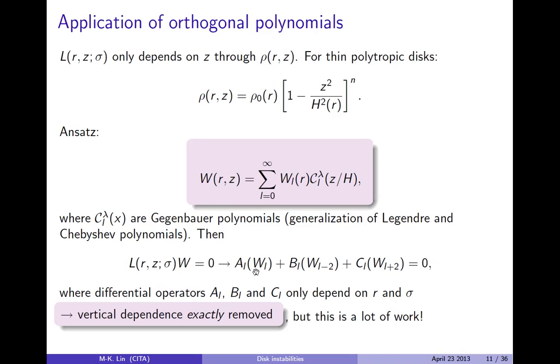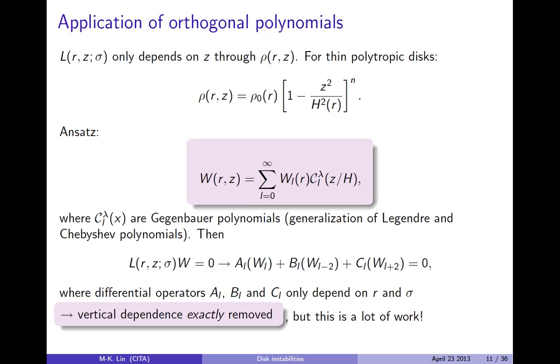Now these operators, A_l, B_l, and C_l, they all depend on the cylindrical radius and sigma only. So in summary, if you assume this form of solution, then you can remove the vertical dependence in the linear problem, although it does involve a fair amount of work. But this conversion from PDE to ODE is exact, without approximation, and you can do it by hand, but you do need to assume certain vertical boundary conditions.